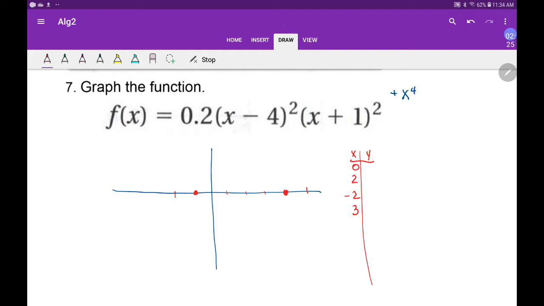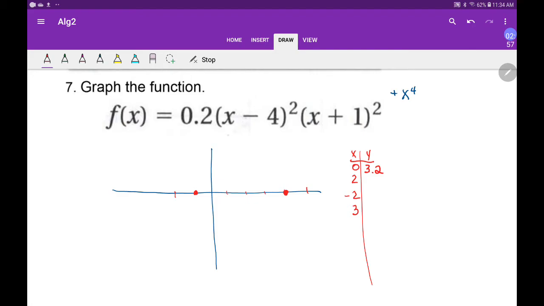So if I put 0 in there, let me reach for my calculator. 0 and -4, that's going to be 4 squared, so that's 16. 16 times 0 plus 1 is 1, so I'm going to multiply by 1, so that's not going to change anything. 16 times 0.2, that'll change. That's 3.2, okay? So let's see, 3.2 at 0. Let me go ahead and finish this chart.